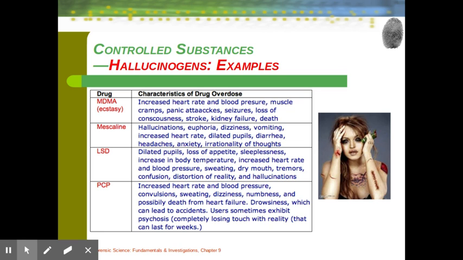Mescaline, I don't hear too much about that these days, but back in the 60s and 70s, that would have been one that people would have passed around on the street. Again, dizziness, vomiting, increased heart rate, anxiety, irrationality of thoughts. LSD, dilated pupils, loss of appetite, sleeplessness, increase in body temperature, heart rate, blood pressure, sweating, dry mouth, distortion of reality, hallucinations. And then PCP, you've probably heard a little bit about that. Increased heart rate, blood pressure, convulsions, sweating, dizziness, heart failure, and psychosis. So when you hear stories of people, sometimes on PCP, you'll hear like, the cops, they kept shooting him and he just didn't stop, and those sort of things. They just have gone crazy and lost all touch with reality.